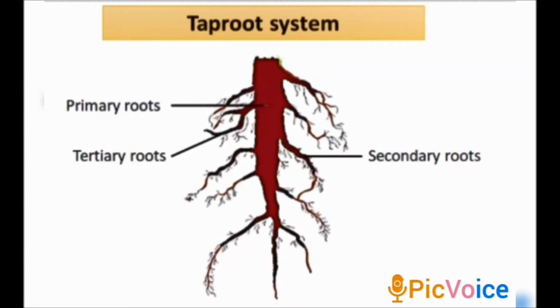Then from the secondary root we get the tertiary root, and the edge of the root we call the root cap. So the taproot system has the primary root, the thickest part, from which the secondary roots come, and then tertiary roots. The edge is called the root cap, and the small roots are called root hairs. This is about the taproot.